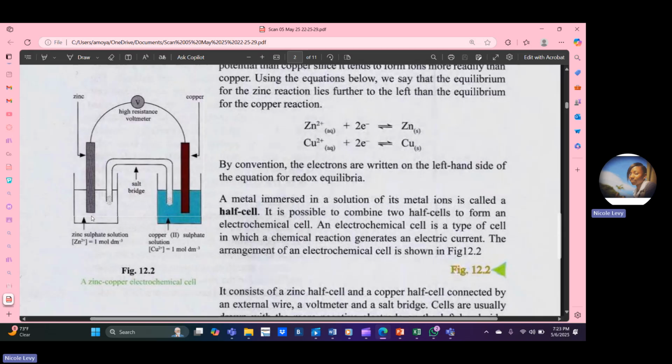If I get another metal such as iron, and I put the metal iron in a solution that has Fe2+ or Fe3+ present in it, then I have generated a half cell. If I take magnesium metal and put it in a solution that has Mg2+ ions, I am literally creating a half cell there. So a half cell is very simple for you to remember. It's literally where you have the metal placed in a solution that contains its ions.